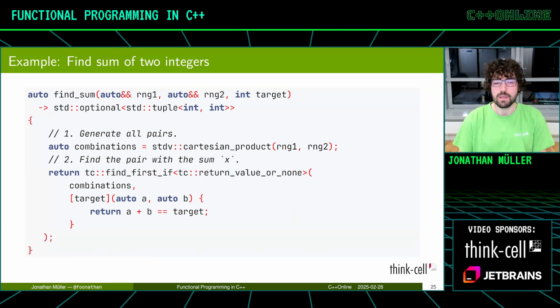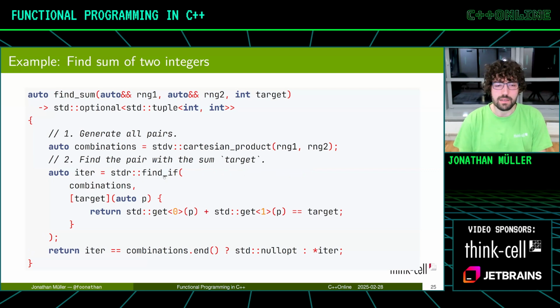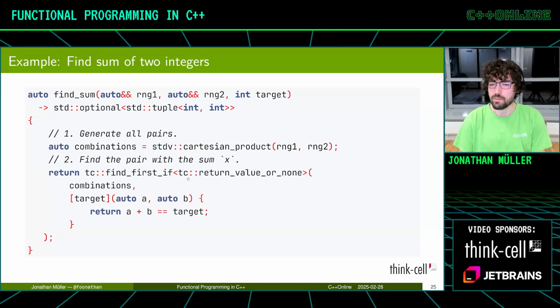this code is kind of ugly, right? You have to do the unpacking of the tuple, and then you have to turn that into an optional. So at Thinkcell, we really like to write this kind of code, but not as ugly. So we've got our find_if, which takes a thing where we specify what the return value is. So we say in this case we want to return the value or none, and this will automatically return an optional of the value type. And then also in the predicate, instead of taking a tuple, we can directly take the two elements and return the target. And this will automatically unpack it and makes it a bit nicer.